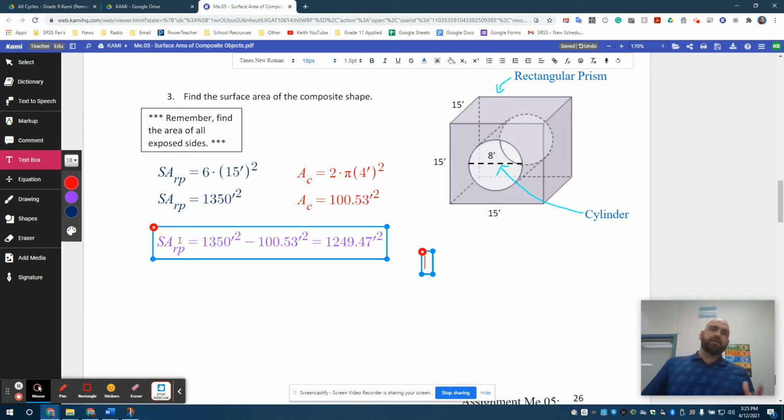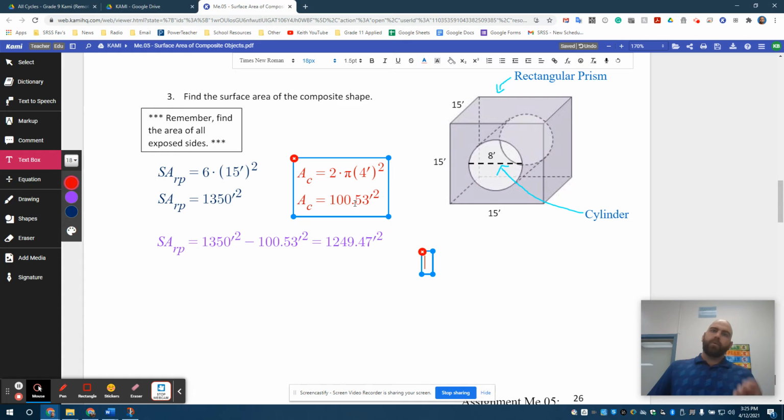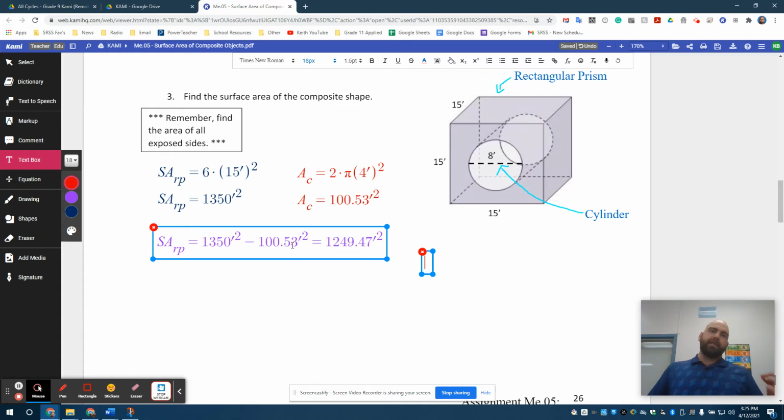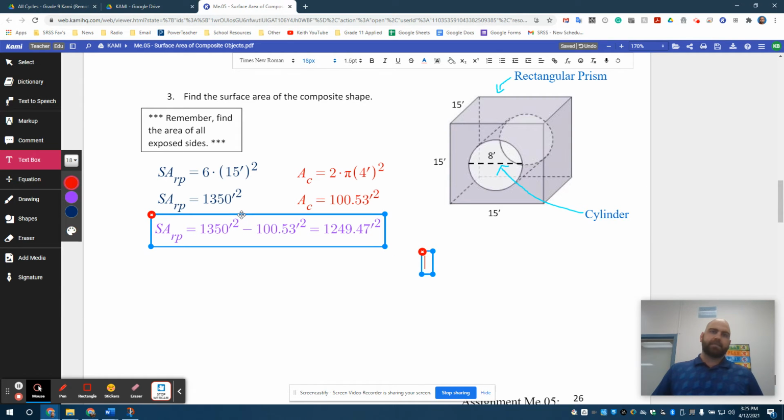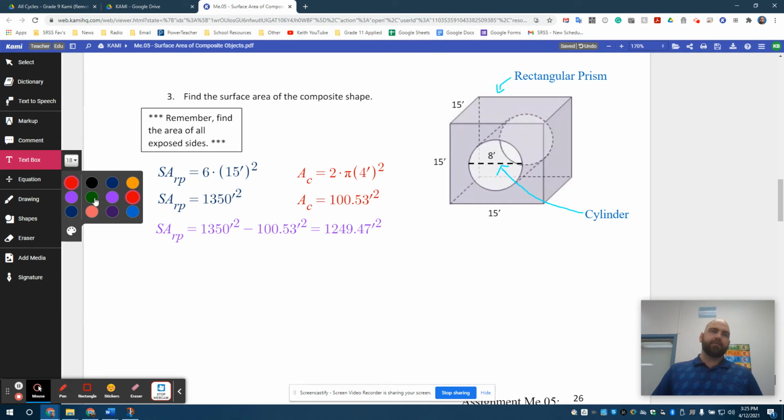Good. Okay, this is now my rectangular prism. So the whole rectangular prism was found. We subtract the circles off, and that's going to give us the rest of our rectangular prism. Okay, so there, the rectangular prism is done, because we subtracted off those circles that we had there.